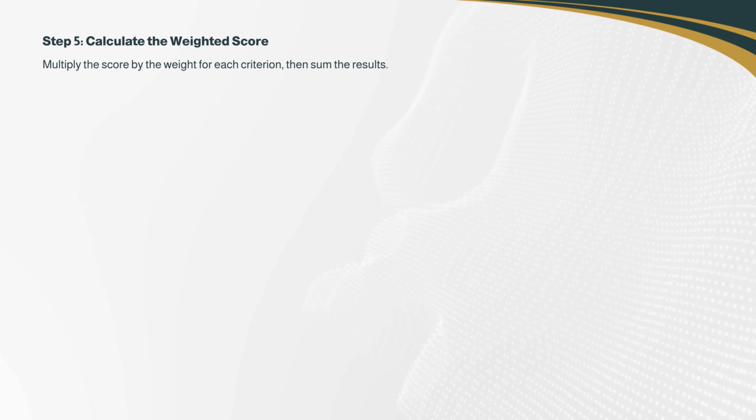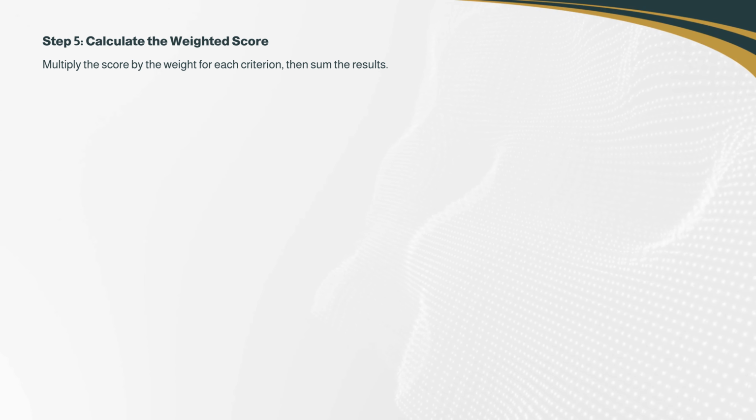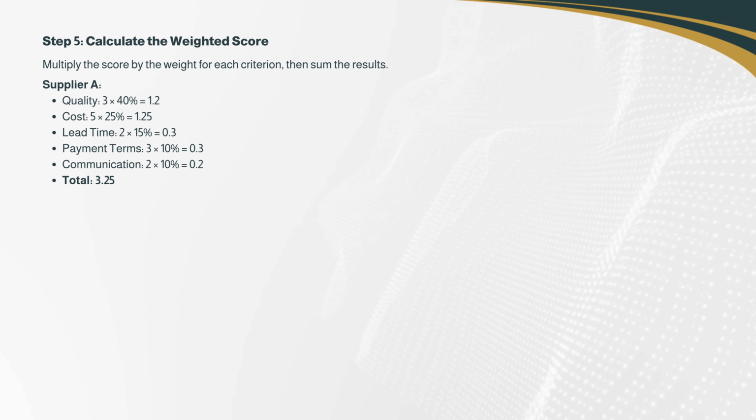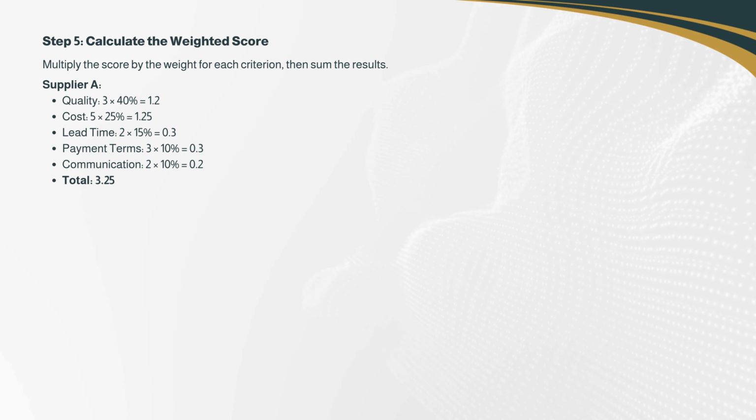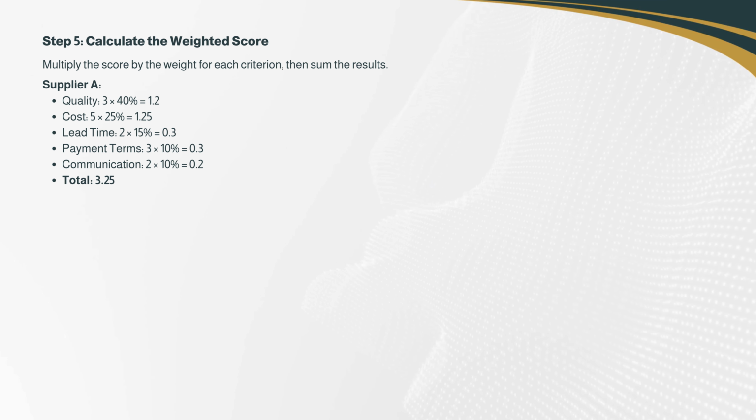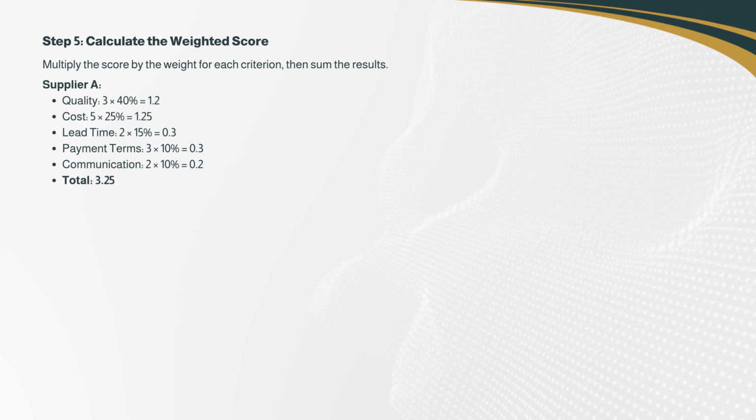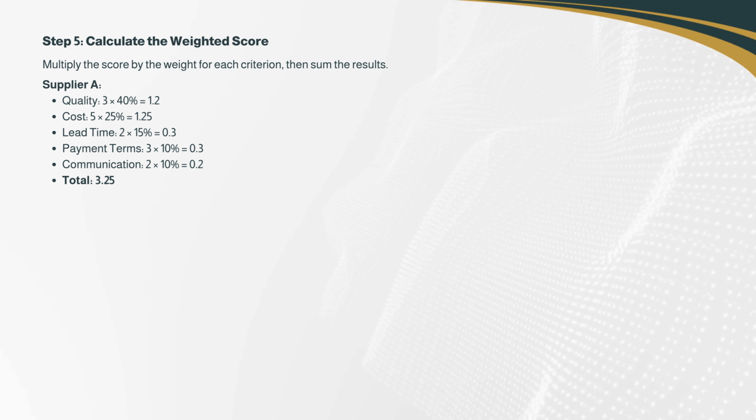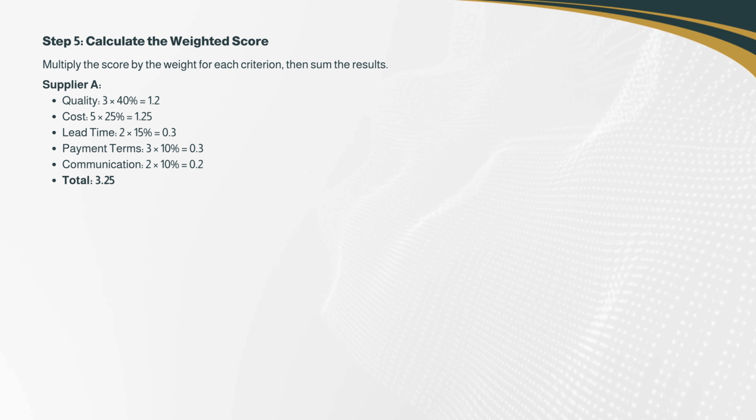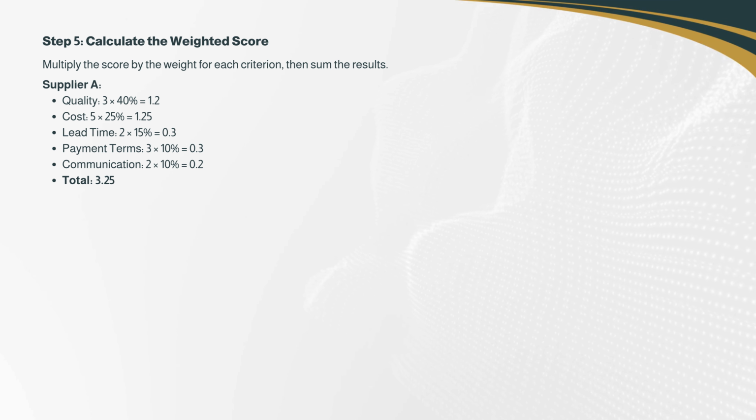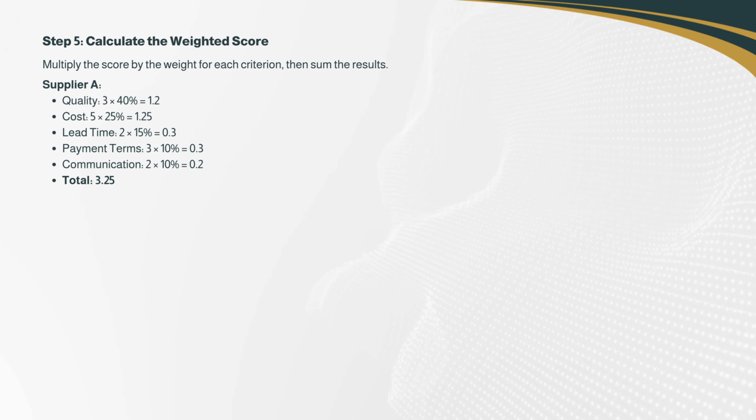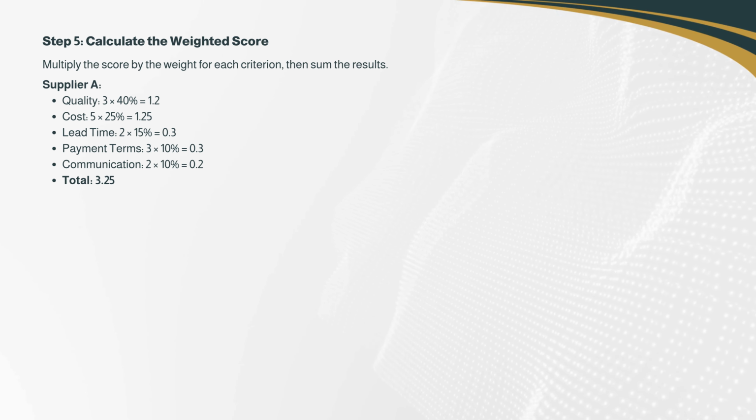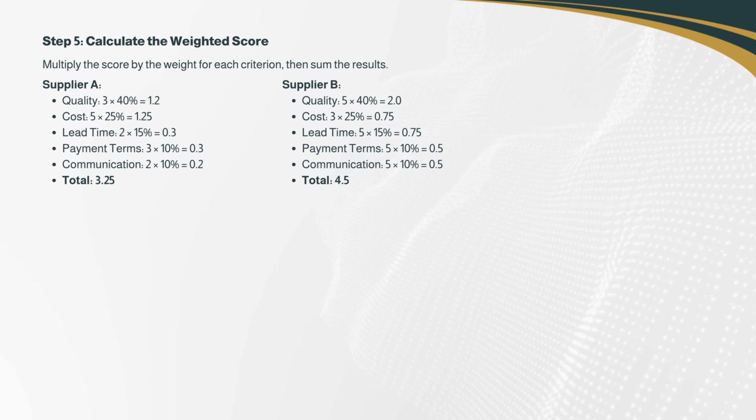Step 5. Calculate the weighted score. Multiply the score by the weight for each criterion, then sum the results. Supplier A. Quality. 3 times 40% equals 1.2. Cost. 5 times 25% equals 1.25. Lead time. 2 times 15% equals 0.3. Payment terms. 3 times 10% equals 0.3. Communication. 2 times 10% equals 0.2. Total. 3.25.